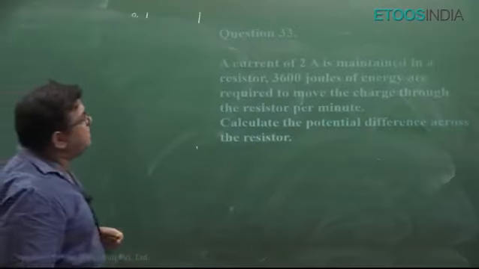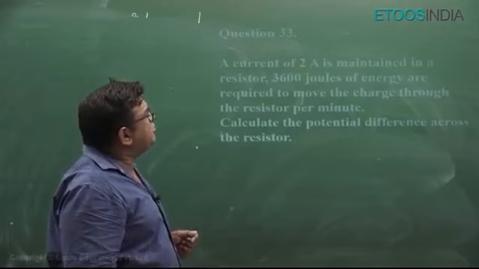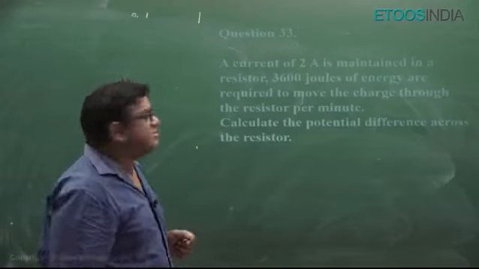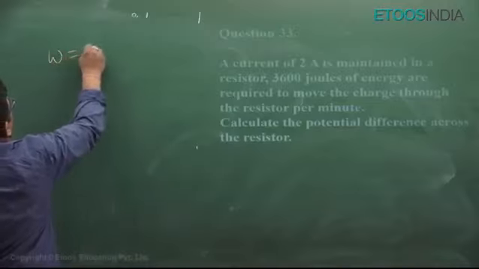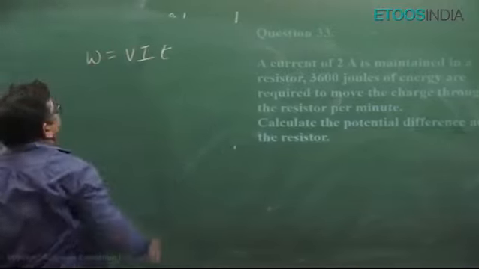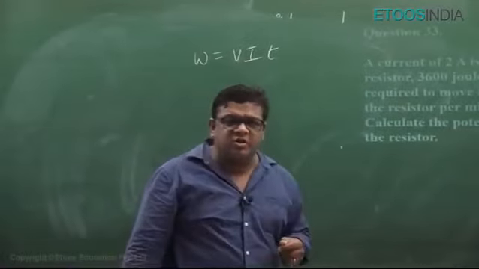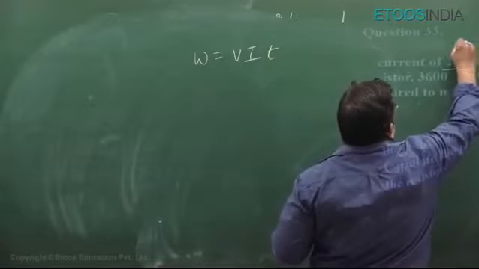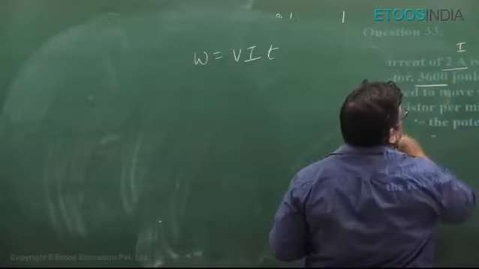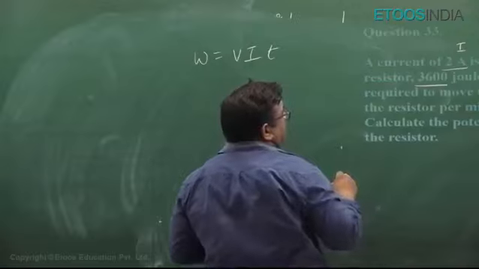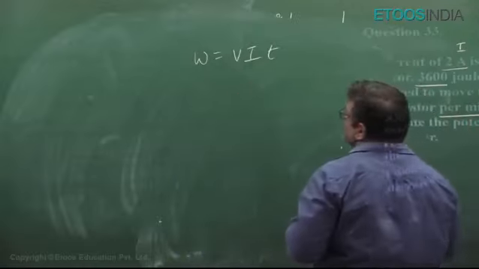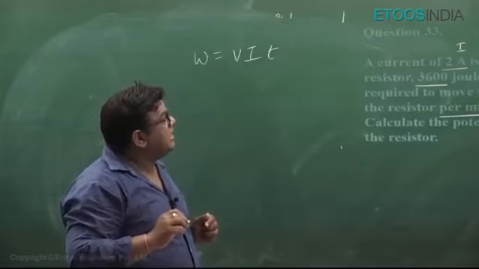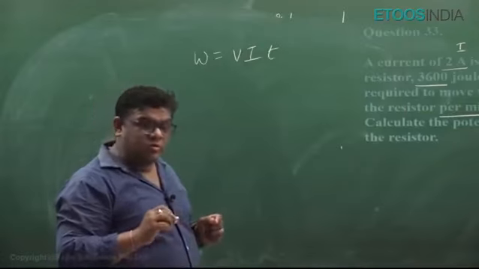A current of 2 ampere is maintained in a resistor. 3600 joules of energy are required to move the charge through the resistor in a minute. Calculate the potential difference. Now we know that work done is equal to VIT, potential difference multiplied by current into time. So we have I, we have work done, and it is per minute. So time is given in minutes and we need to convert this into seconds.